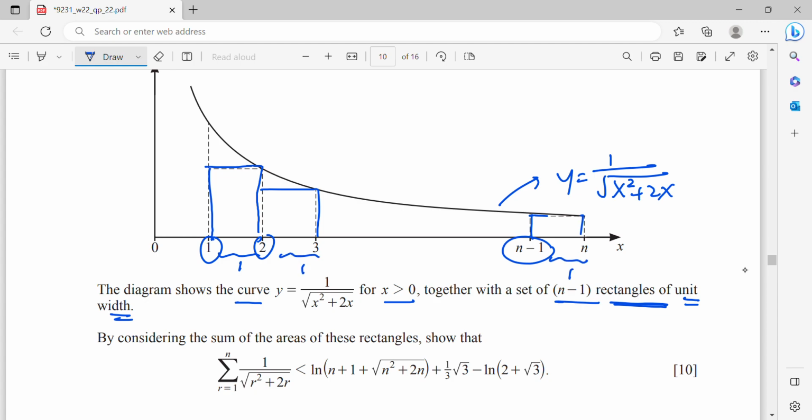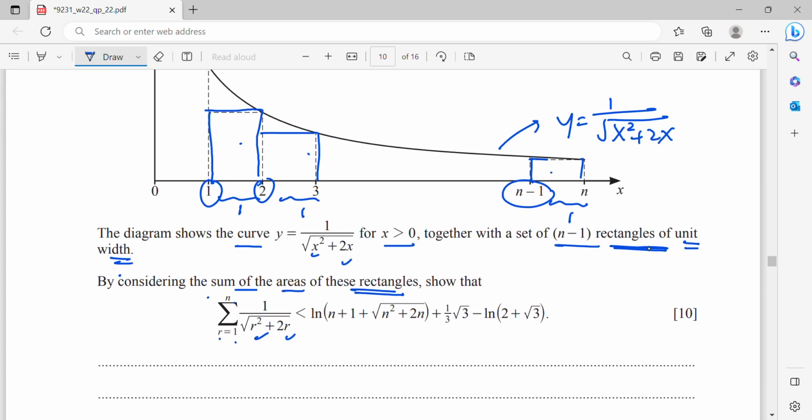Now, by considering the sum of the areas of these rectangles, we need to show that the summation of r from 1 until n, 1 over square root of r squared plus 2r, so this is similar to the graph equation, is less than ln of n plus 1 plus square root of n squared plus 2n, plus root 3 over 3 minus ln of 2 plus square root 3. Okay, we need to show this.